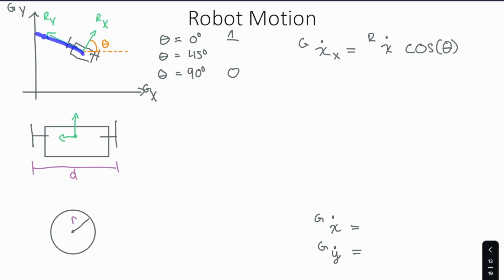Likewise, we want to know what happens when we translate along this positive yr direction. So what happens to x dot in the global coordinate frame if we had a pure translation in the y dot in the r frame? This would be a good time to pause the video and see if you can map it to the test examples we have here.